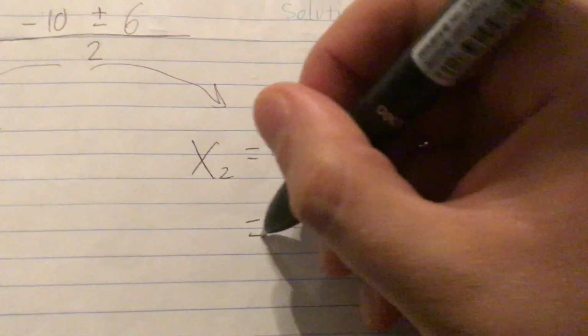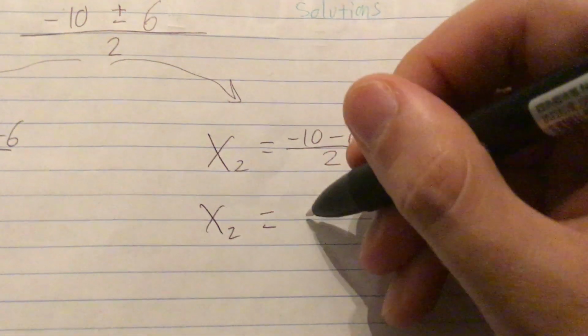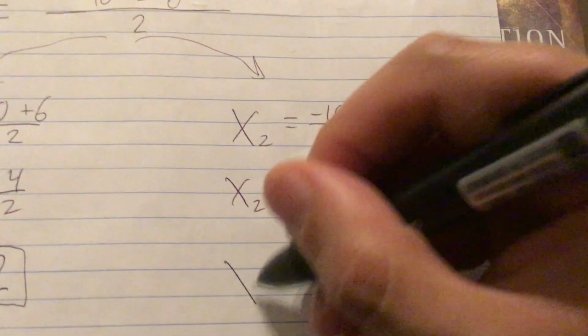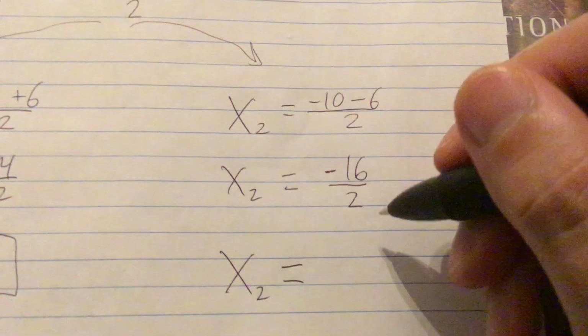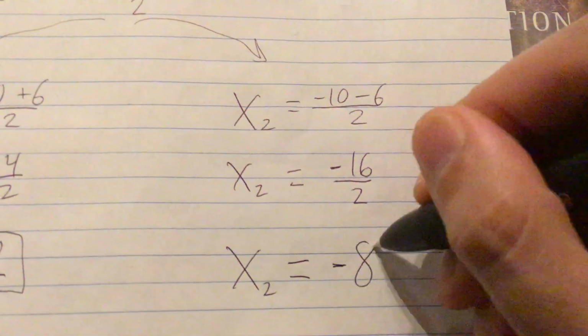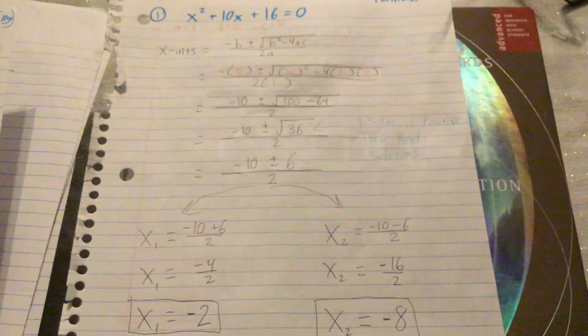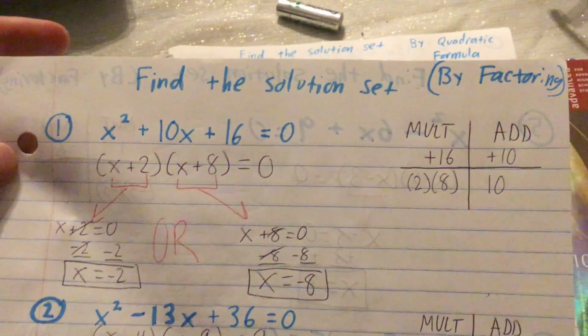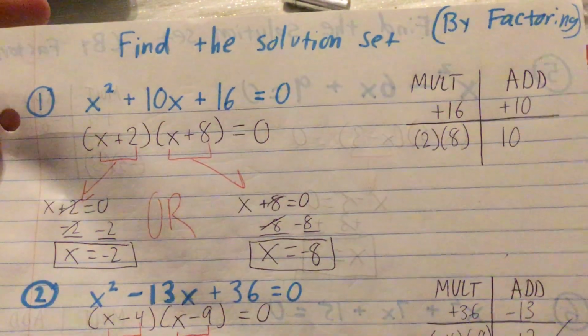Perfect. Okay, let's do the other one. Negative 10 minus 6 is negative 16 over 2. And that means that the other solution is negative 16 divided by 2, which is negative 8, which is exactly what we got when we factored it for problem number 1. Compare the quadratic formula work with problem number 1. Factoring is a little bit quicker in this problem, but I want you guys to get comfortable with the quadratic formula because you'll see when it's useful.